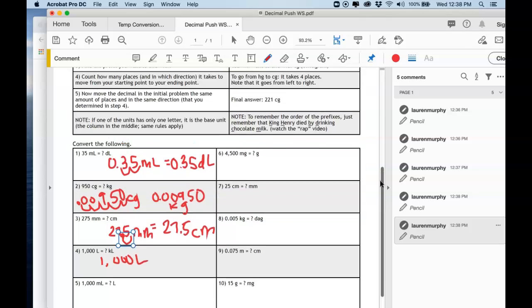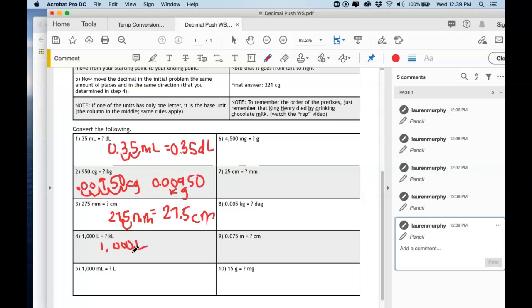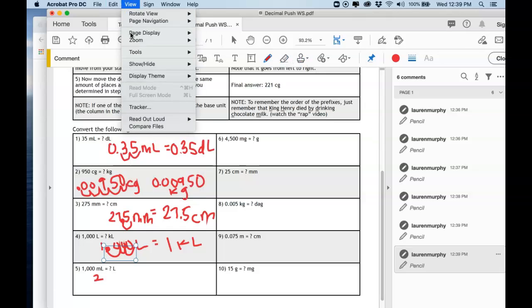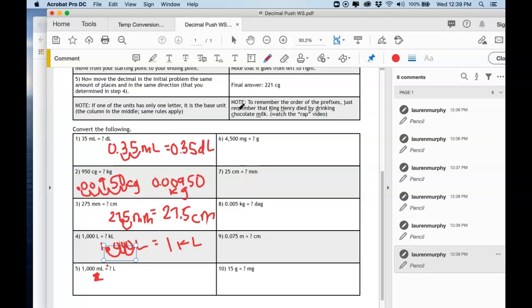So, all right, 1,000 liters. So liters is a base unit. So let's erase this. Liters is a base unit, so we are starting here and we're going to kiloliters. So 1, 2, 3 backwards. So you come down here and you go 1, 2, 3 backwards. And so your answer is 1 kiloliter. Okay. All right, last one doing decimal push. Let me see if I can undo what I just did. I'll just erase it. Sorry, guys.